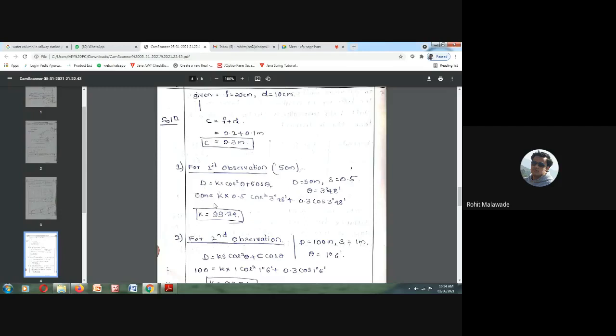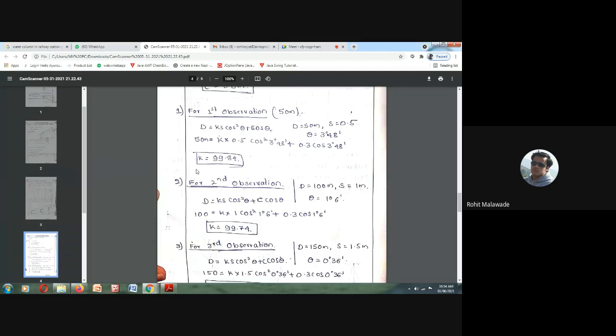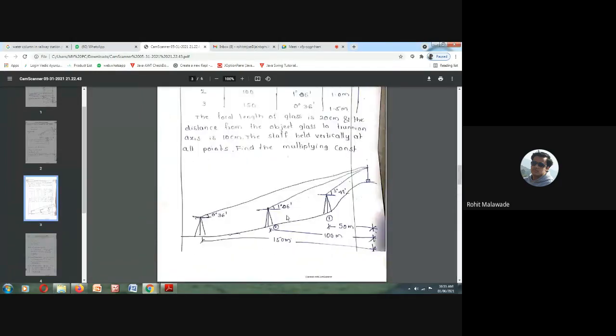So D is 50 meters, K we require, times 0.5 times cos square 3 degree 48 minutes, plus 0.3 cos 3 degree 48 minutes, where C is 0.3. If we simplify this for the first observation, we are going to get the answer K is equal to 99.84. The K value we are going to get is 99.84.